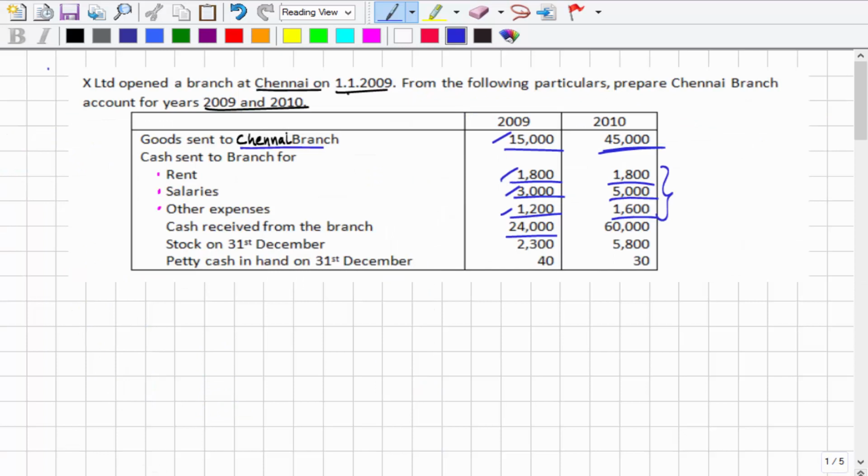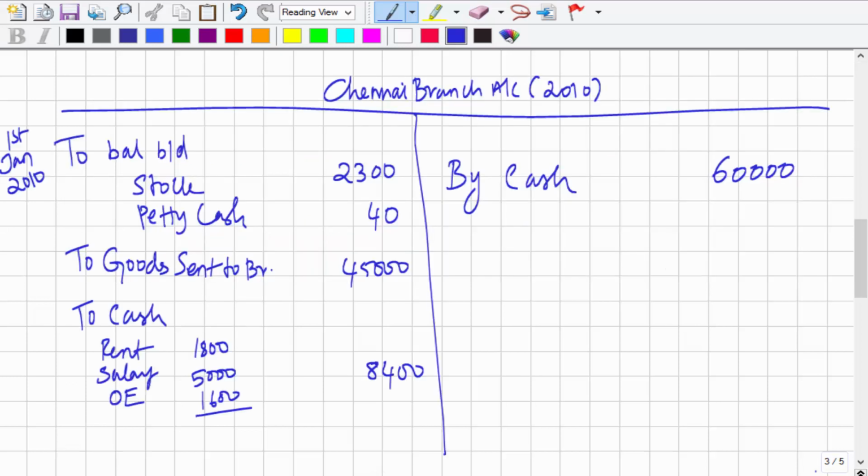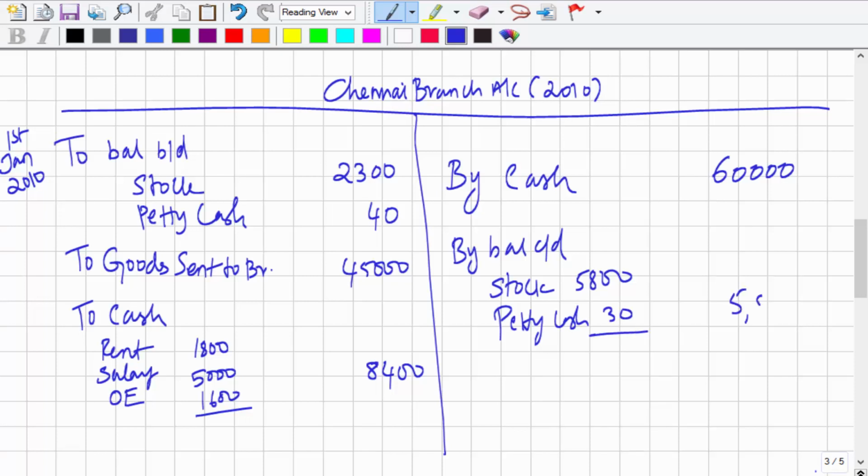Next, we have stock position on 31st December and petty cash position are 5830. So we'll write by balance carried down. One is stock, which is 5800. The other one is petty cash, and it is 30. So it is 5830. Fine.